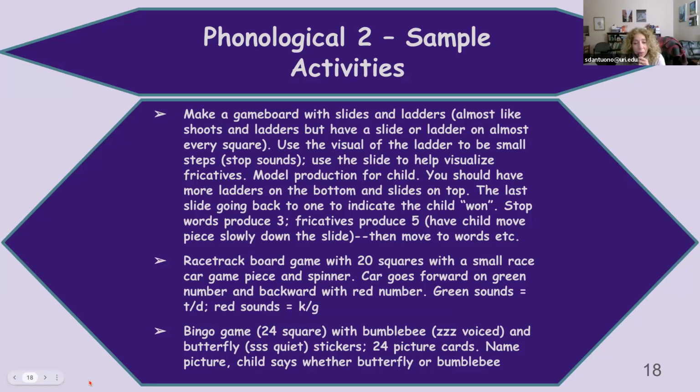You could play bingo, depending on their level, with bumblebees, where you could do the voice, and butterflies, quiet sound, with stickers. You could have picture cards, name the picture, and the child says whether it's a butterfly or a bumblebee. Okay, hopefully that makes sense. If not, you can ask me about it.